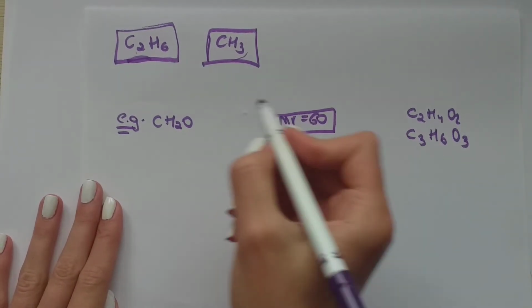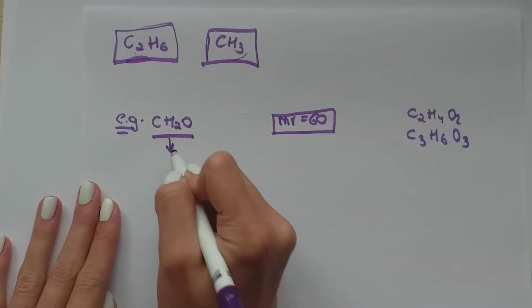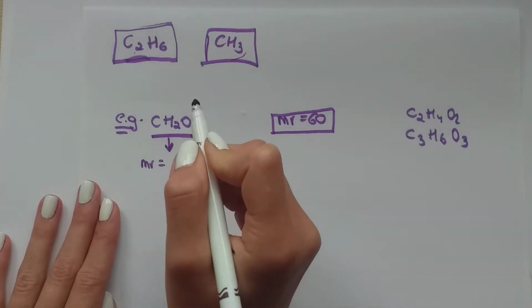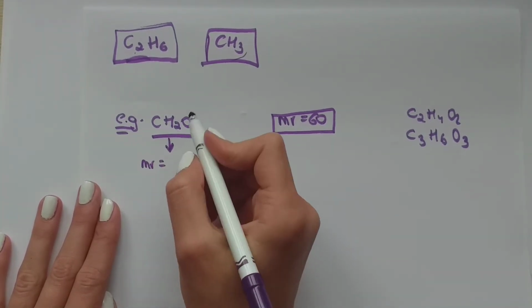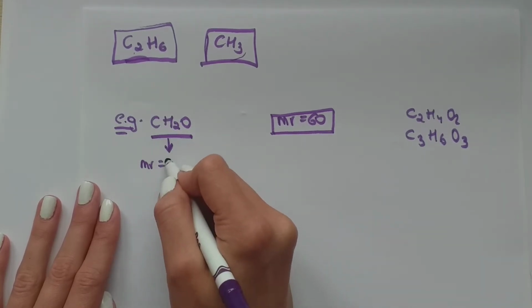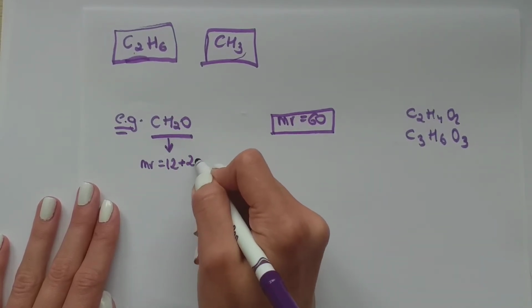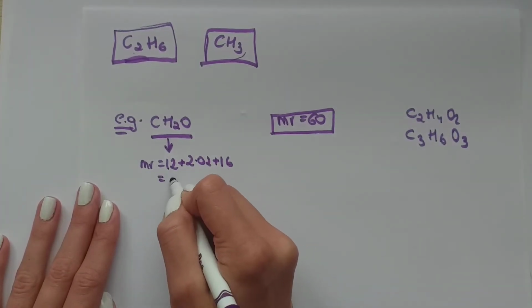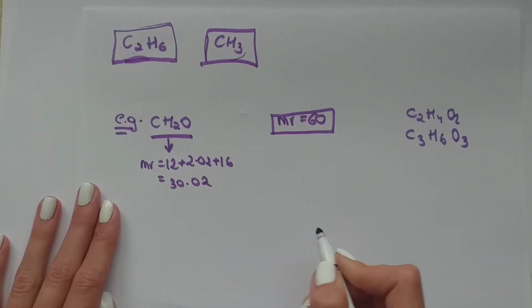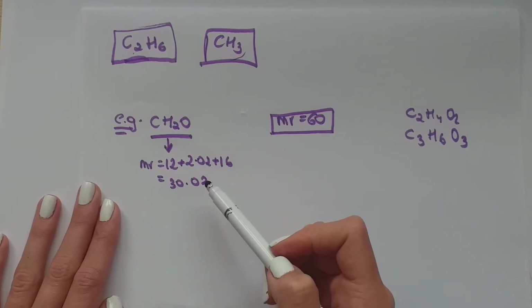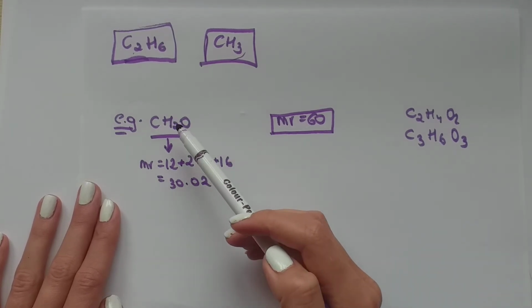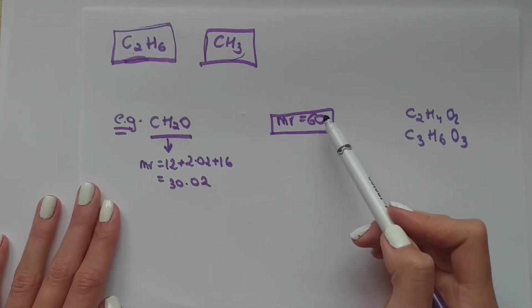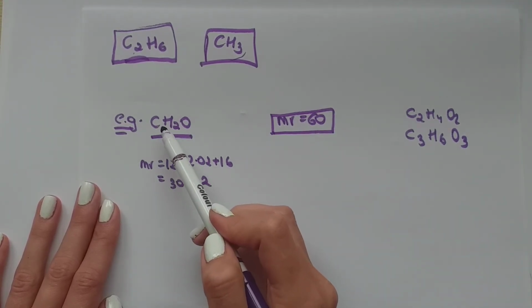Okay, so let's start easy. The first thing you need to do is find the MR of your empirical formula, which is carbon is 12, 2 hydrogens 2.02, plus your oxygen is 16, which gives you 30.02. So this is the MR of your empirical formula. You know the MR of your molecular formula is 60, so now you need to write the ratio.